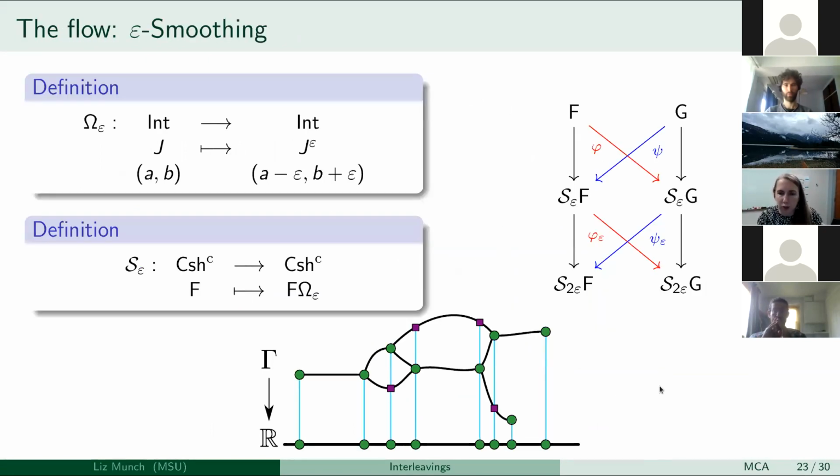The second thing that you need to do is build some sort of flow on here. In this case, we can take those ideas of thickening, right? If you give me an interval J, I can thicken it by epsilon to get the interval (a minus epsilon, b plus epsilon). If I pre-compose with that operation, that gives me a flow on these constructible co-sheaves, right? So given an input co-sheaf F, I take any interval that I want to work with, I thicken by epsilon, and then I see what connected components I have, right?